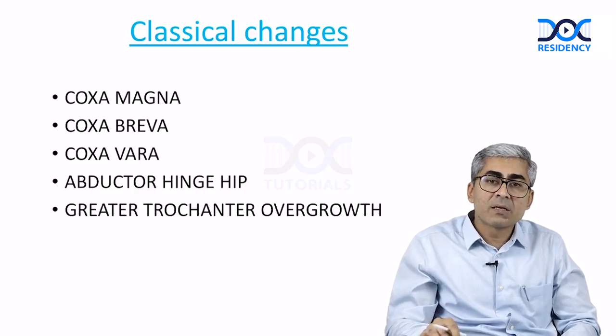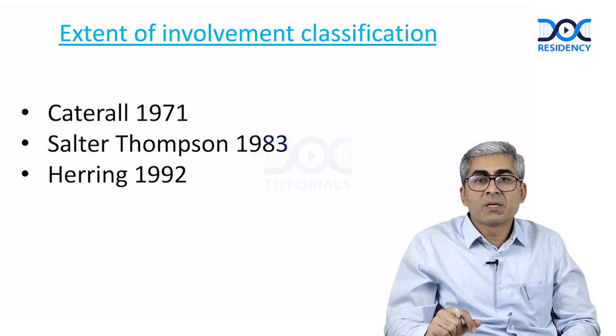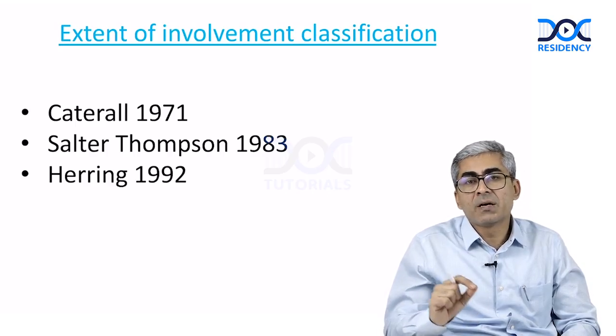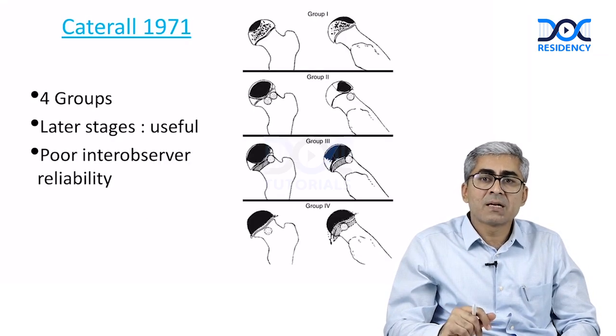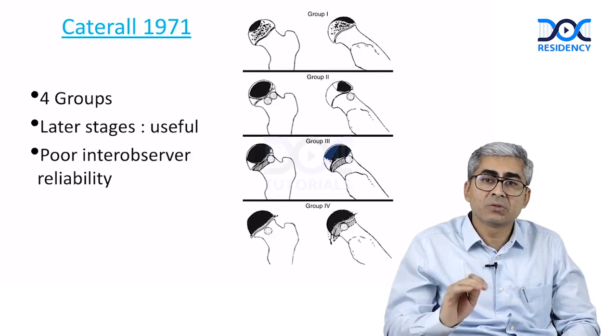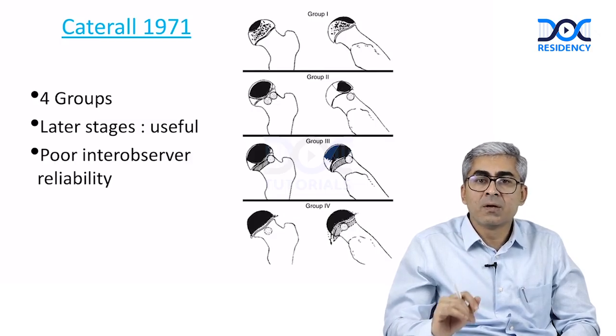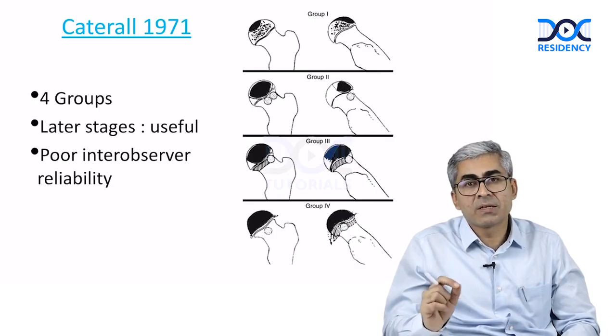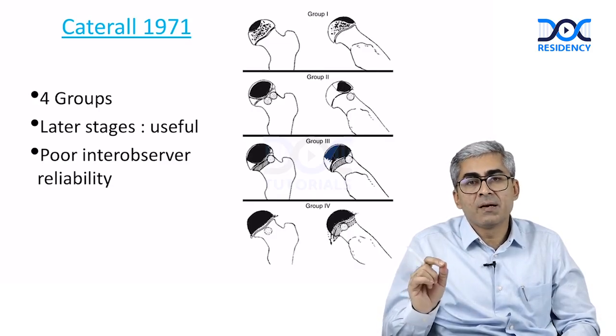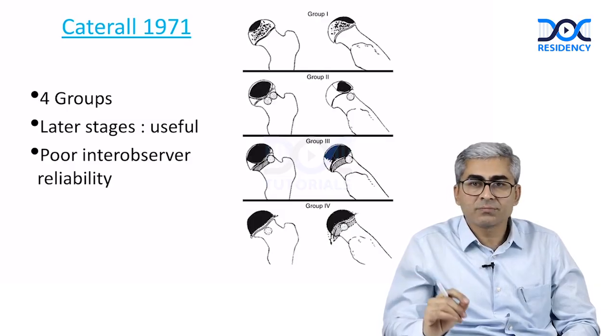And there is also trochanteric overgrowth. So, based on the extent of involvement, that is the severity of involvement, these three classifications have been proposed. The earliest was Catterall, and we will talk about that. Catterall classification has 4 groups, that is group 1, 2, 3 and 4, and usually this is applied in the fragmentation stage only. It cannot be applied in the early avascular stage or later on.